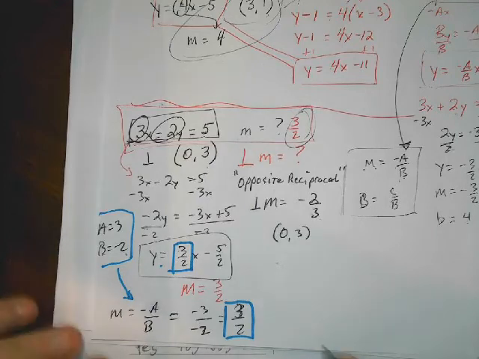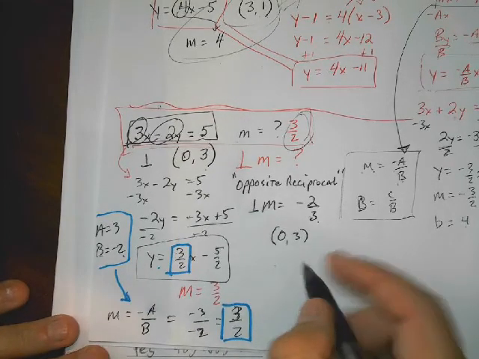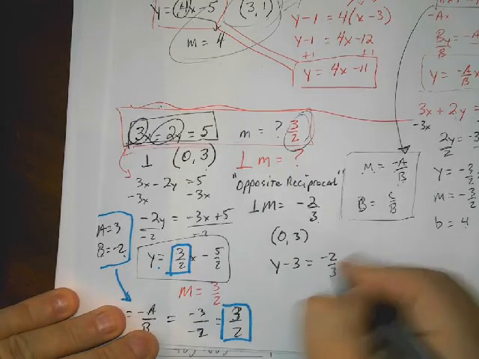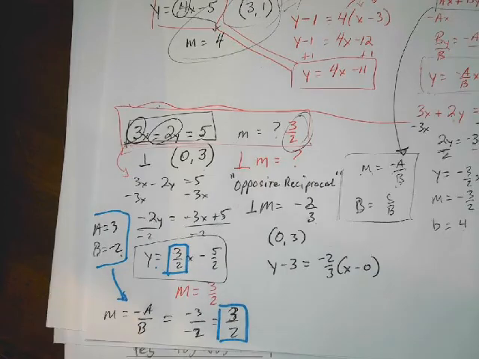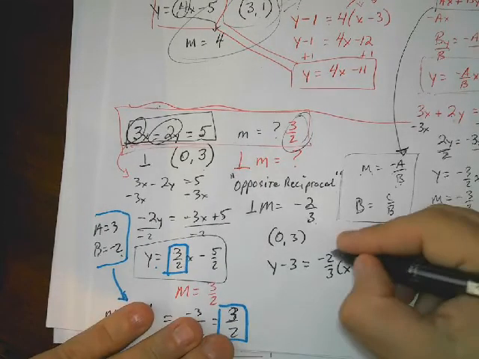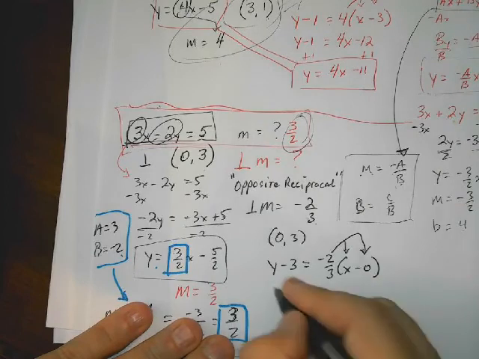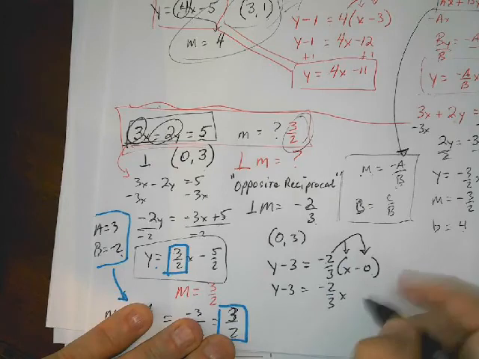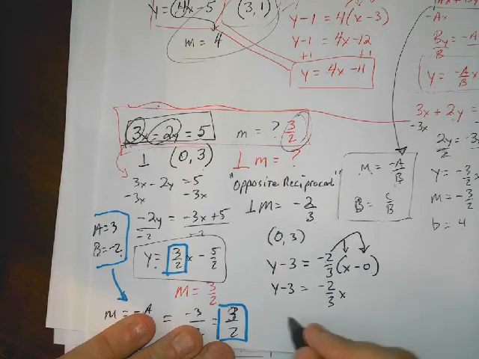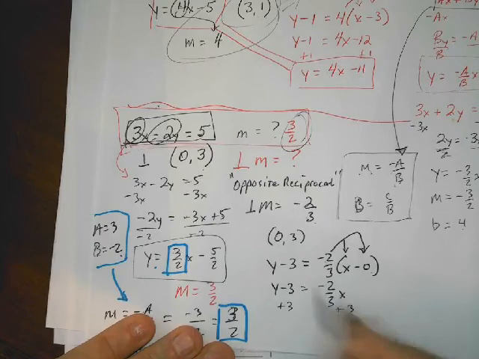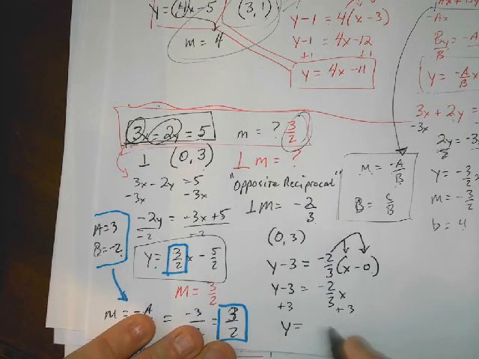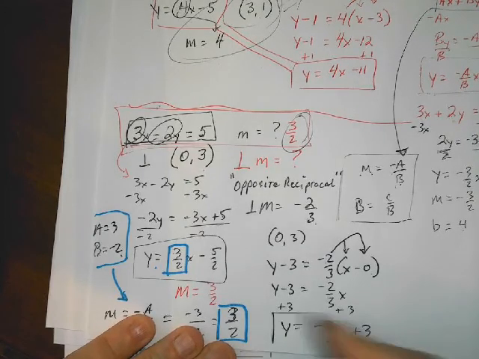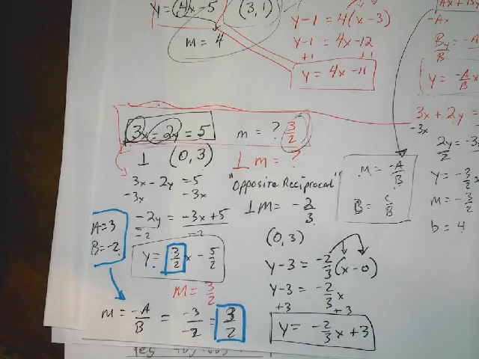Okay, so here we go. Oh yes, point slope form. So we go y minus 3 equals negative 2/3 times x minus 0. Let's distribute the negative 2/3. So y minus 3 is equal to negative 2/3 x. What's anything times 0? 0. Now we'll add 3 to both sides. The 3 is a like term that doesn't have a variable with it, so we don't add it to the 2/3. So we go negative 2/3 x plus 3, and we are finished.